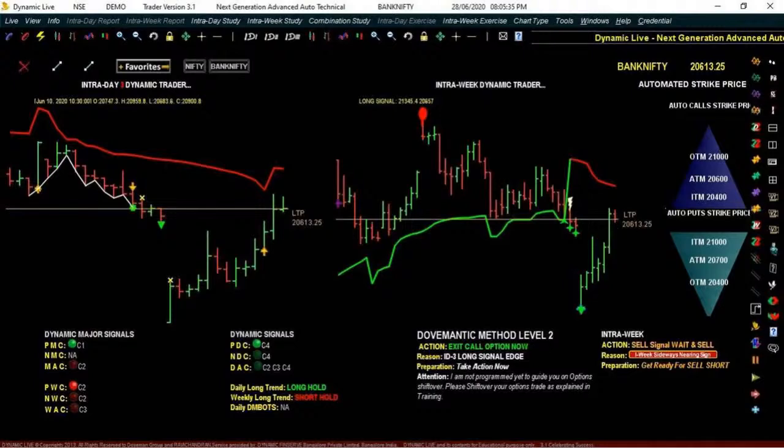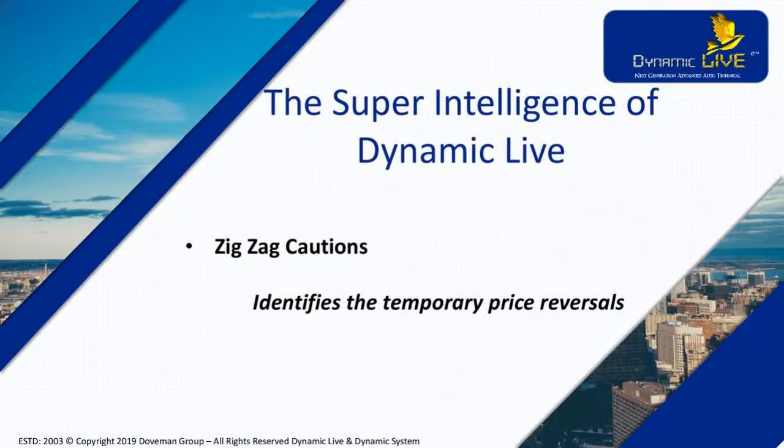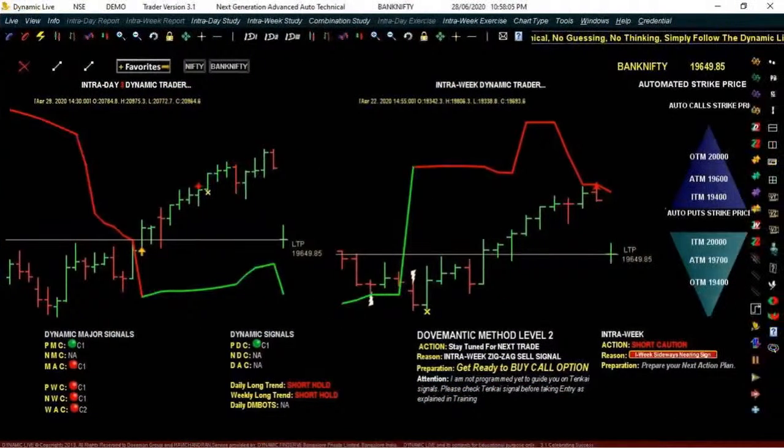Similarly, there is one more intelligence here. We call this the zigzag cautions. Whenever the price keeps moving up and down, all the temporary price reversals are identified by these zigzag cautions. Now how? Let us have a look. Now here is a case where the price was consistently increasing for the whole day.